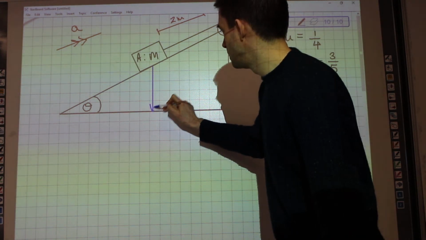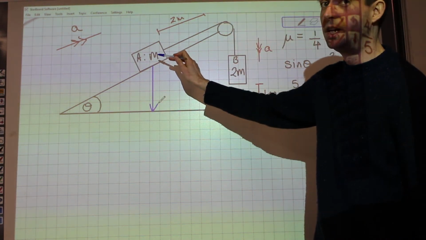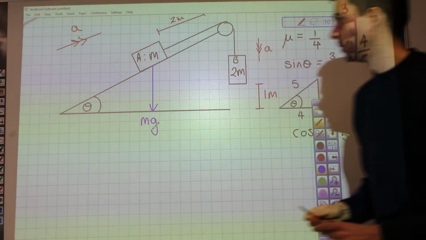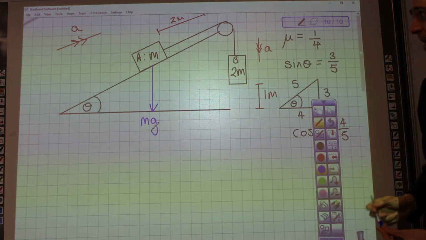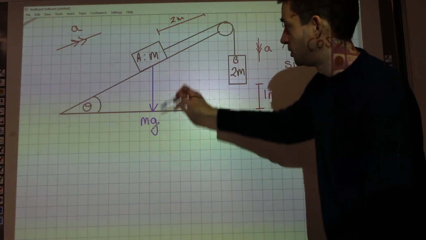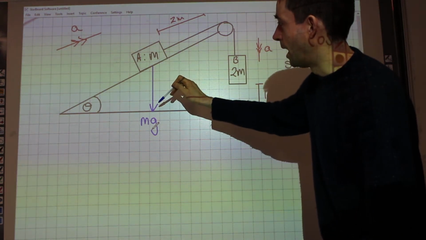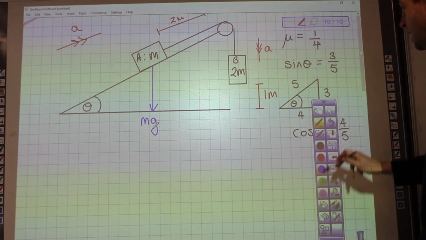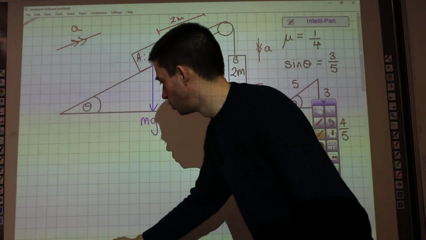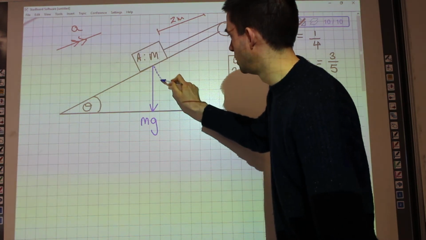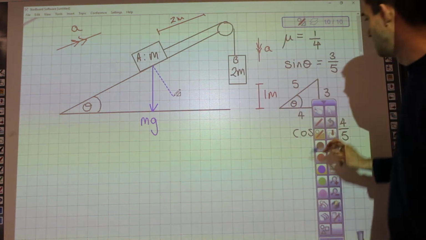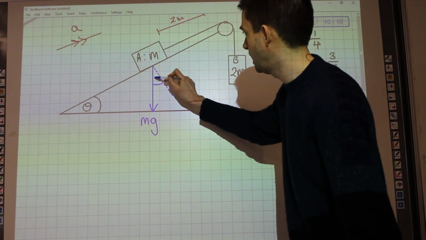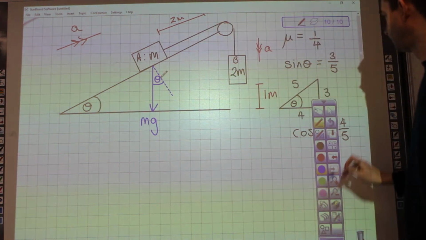Now I don't know the mass of A other than it's m, so I just have to label this as mg, where m at this stage is the unknown mass. Now remember, this weight is acting in a direction that isn't parallel or perpendicular to the plane that A is on. So I'm going to draw my dashed line in perpendicular to the plane that A is on, because I know that doing that creates the same angle theta here as I've got here.